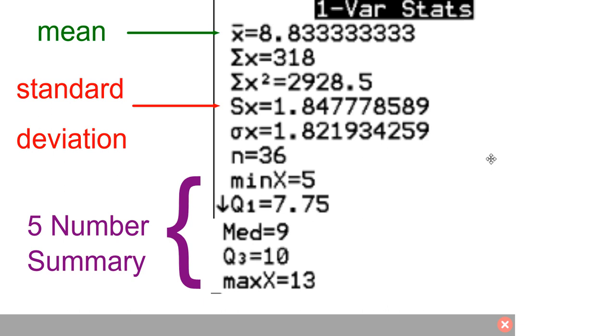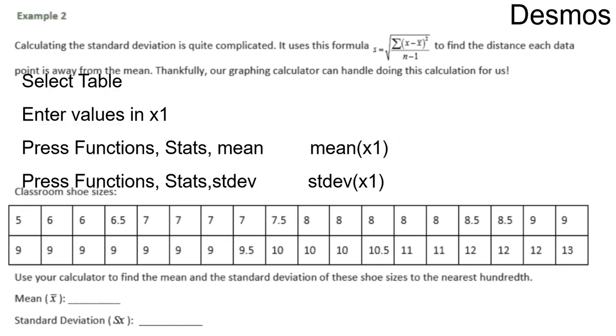So you can get that 5-number summary pretty quickly here to assemble for your box plots as well. Just don't forget, with your box plots, you've got to check to see if you have any outliers. Now, for Desmos, you can do the same thing, just like we did for our regressions.